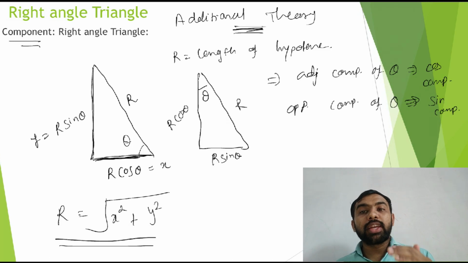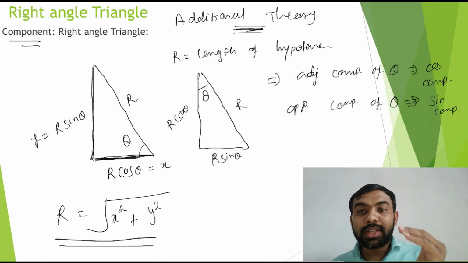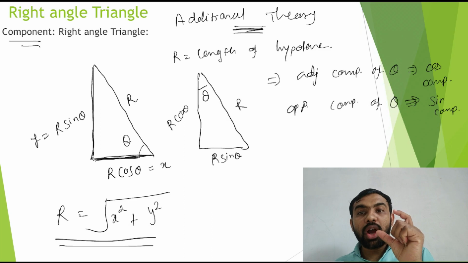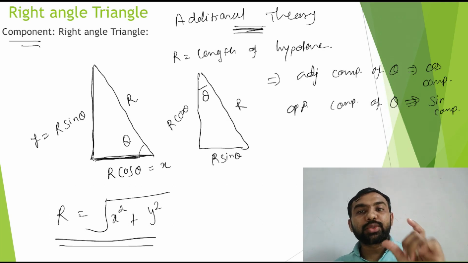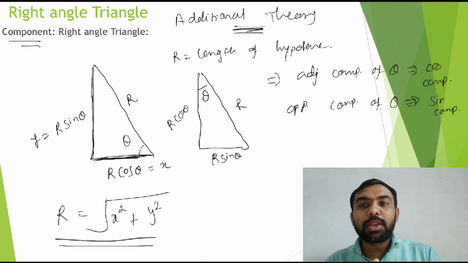Again, the adjacent component of theta is cos, the opposite component of theta is sin. And if you have to find the hypotenuse, then the hypotenuse is equal to under root of the summation of both sides' squares. All of you must note this.